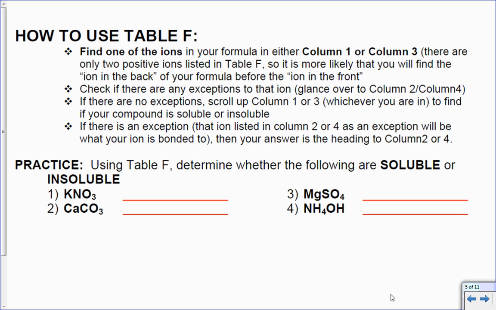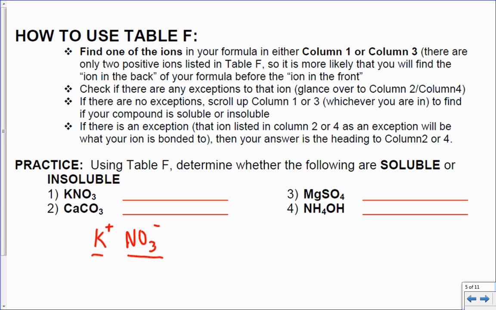I need you to read all through this and then take what it says and what I say into something that works for you. Okay? Using table F, determine whether the following are soluble or insoluble. KNO3. My personal opinion is the easiest way to do it is KNO3 is K plus with NO3 minus. Now we know this from bonding that I have this polyatomic ion nitrate with this metal ion.